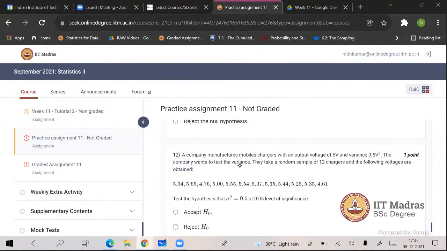Okay, so what is going to be your null hypothesis here? Null is that our variance is 0.5. And what is the alternative? It is not equal to 0.5.